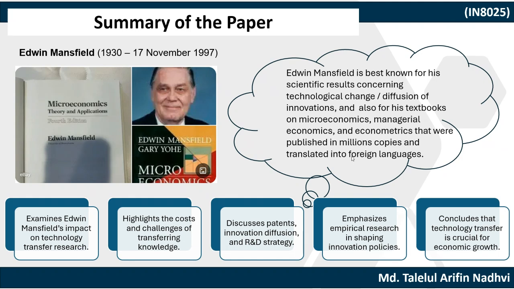Some of them are the cost challenge and the way technology needs to be transferred from one institution to another institution, the interrelationship of the triple helix, meaning the university, technological firm, and the business firms, and he also emphasized that technology transfer is crucial for economic growth. Empirical research is necessary rather than theoretical approaches. In his paper, he also discussed these things.